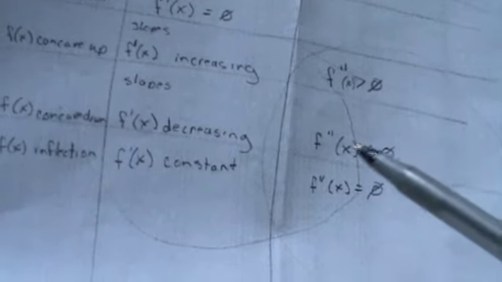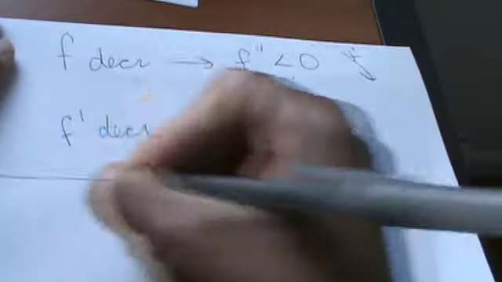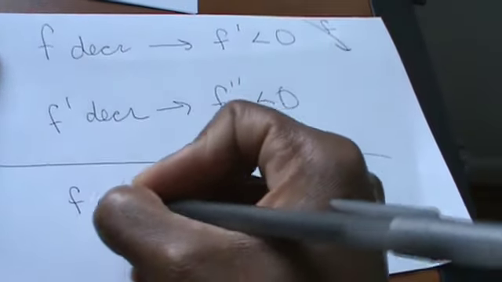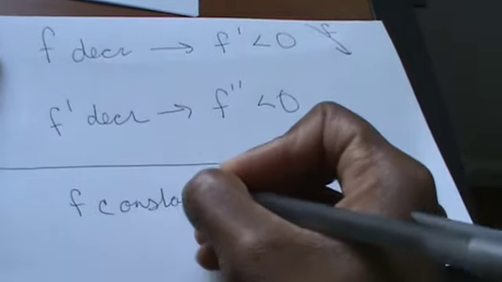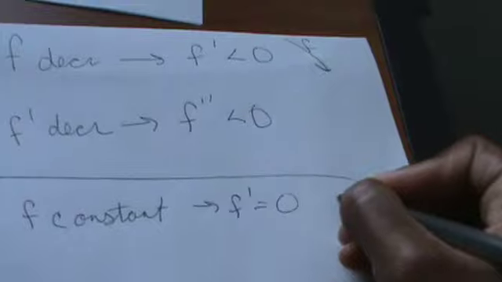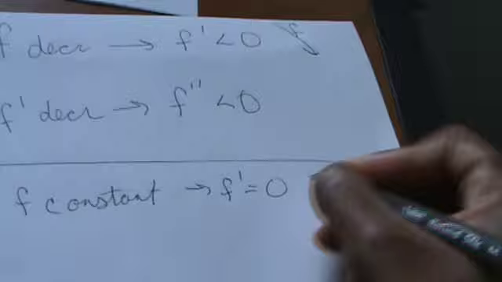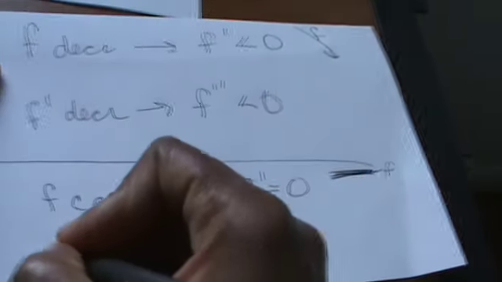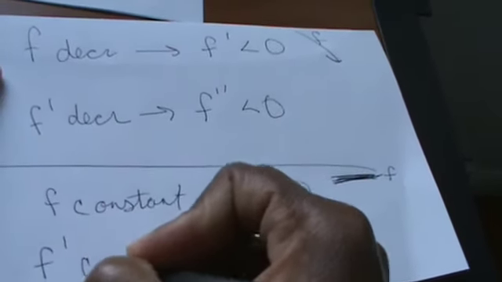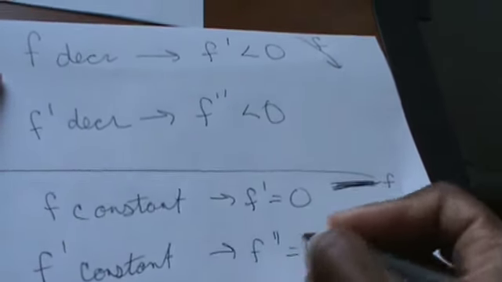Okay, so the last one follows if f is constant, then f prime equals 0. This is what that looks like, right? You end up having some type of a poorly drawn, but 0 slope. So if f prime is constant, then f double prime is equal to 0. And there's that statement right there.